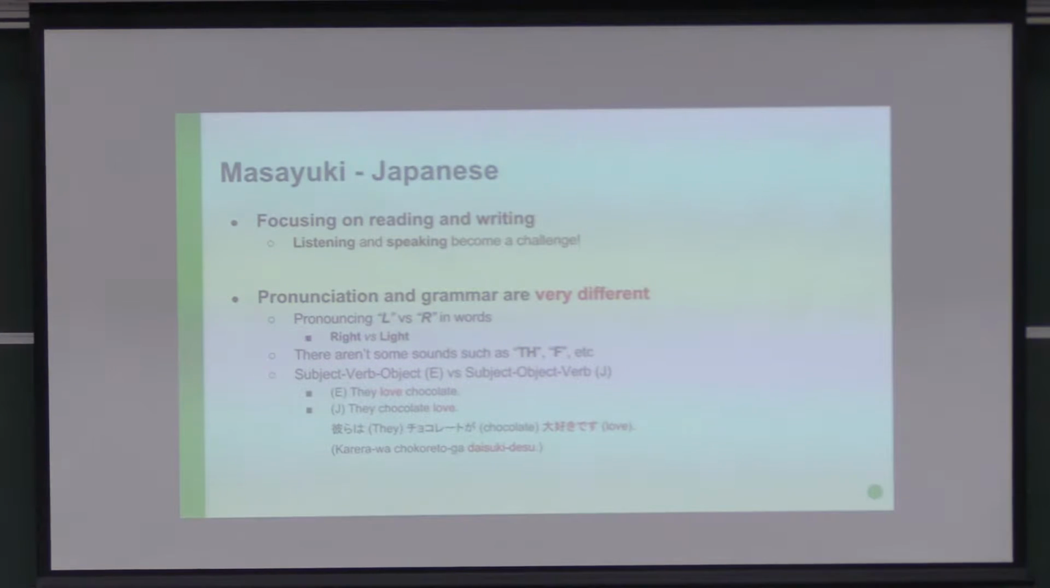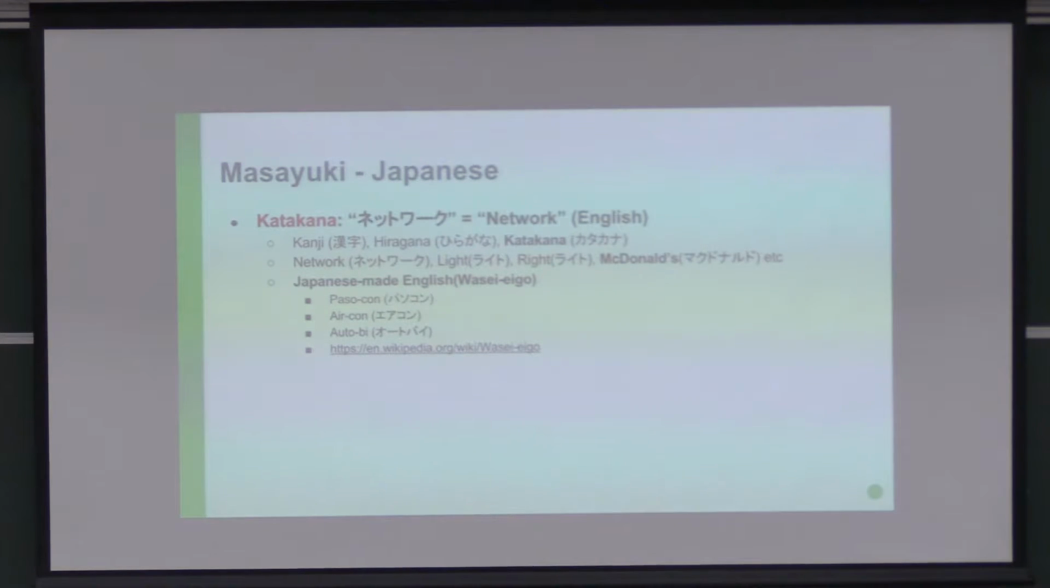So we need to change our brain to an English brain. We need to switch to an English brain. So it's very difficult for us. And the last one is katakana words.